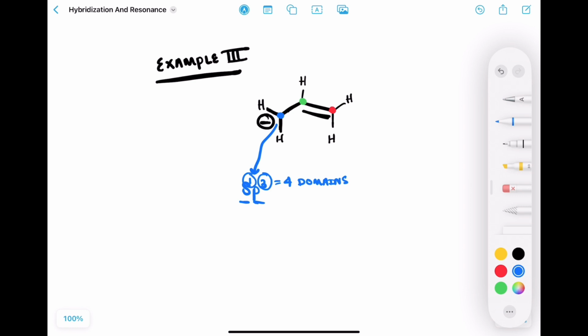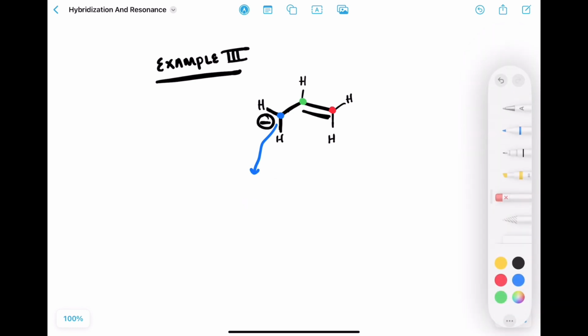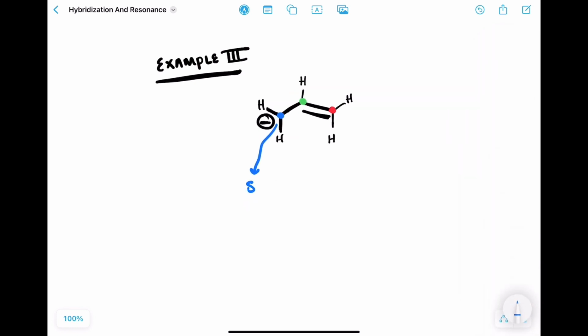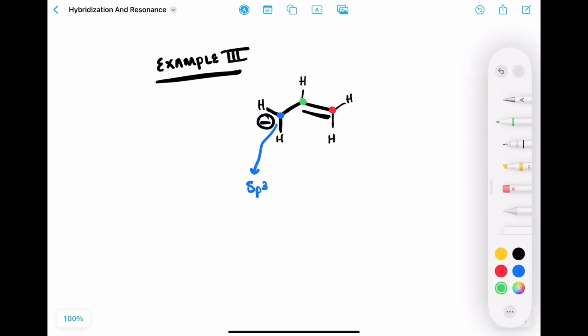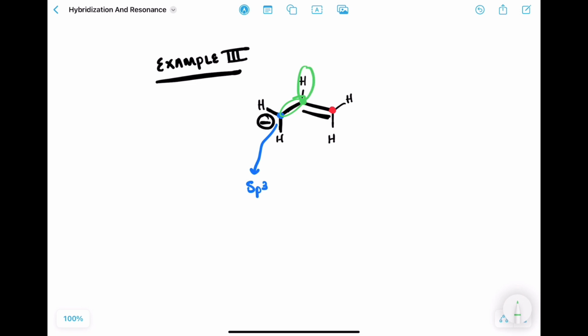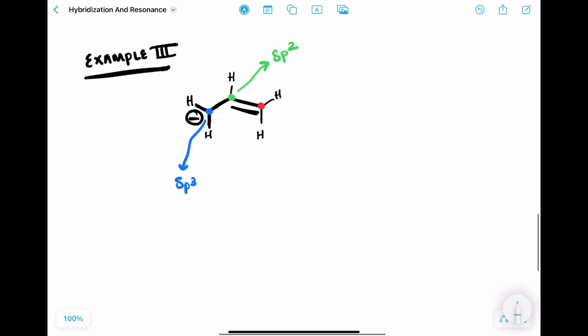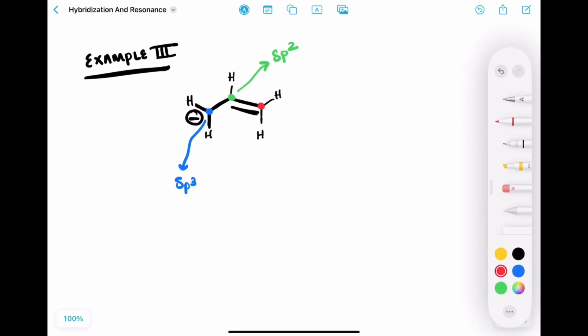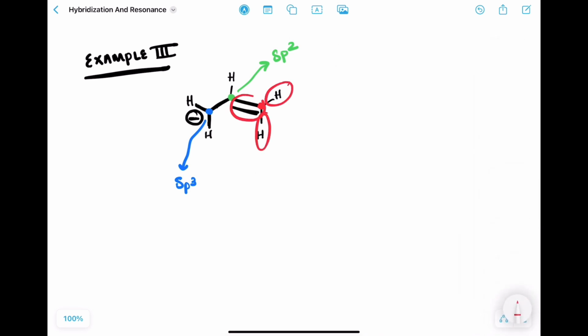Right, and so we just leave it sp3. So this is sp3 hybridized, right? Now, let's take a look at the green. How many domains does the green have? 1 here, 1 there, and 1 there for a total of three, sp2, right? Now this last carbon in the red, how many domains does it have? 1, 2, 3. So it's going to have sp2 character.